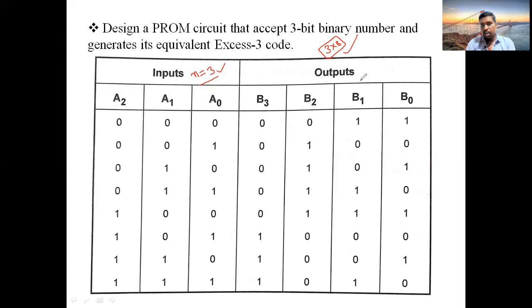Now, how many OR gates are there? As we have 4 bits in the outputs, you should take 4 OR gates, separately for each one: 1 OR gate for B0, 1 for B1, 1 for B2, 1 for B3. Therefore, what is the requirement for us? The requirement is a 3-to-8 decoder and 4 OR gates.